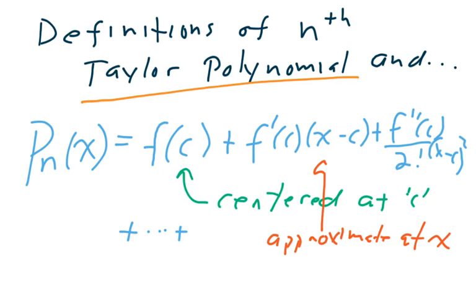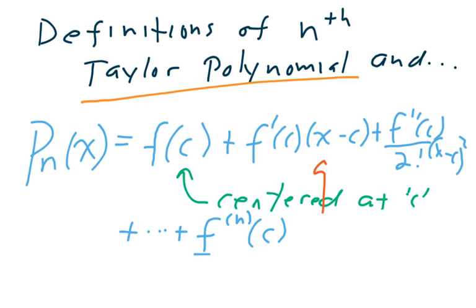give myself some more room on this particular page, plus up to the nth polynomial. So how do I designate the nth derivative? So it's parentheses f to the nth prime, evaluated at the known point c over n factorial times x minus c to the nth power.